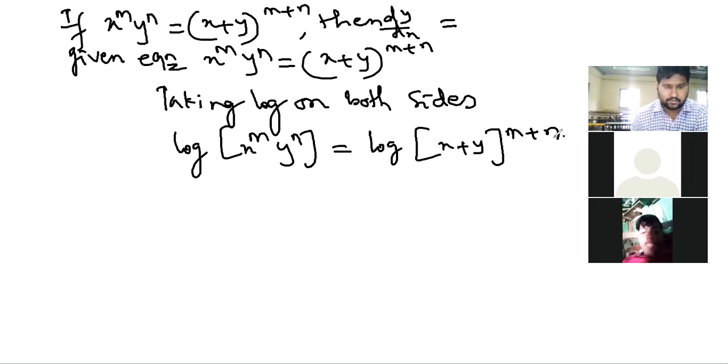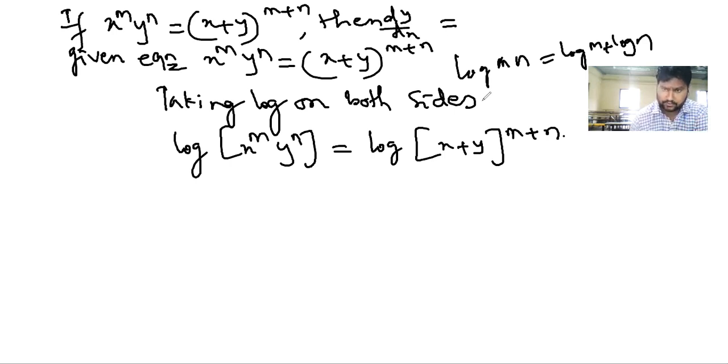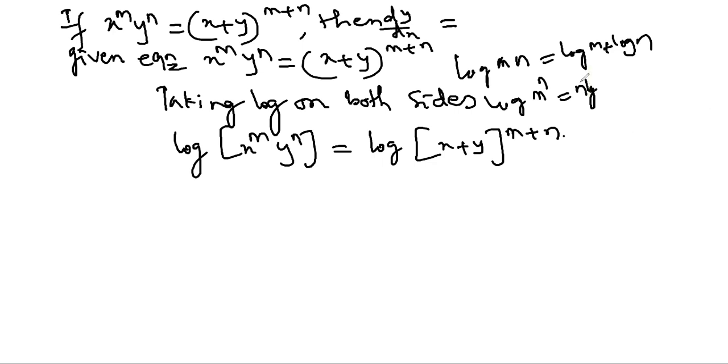So given log of x to the m into y raised to n equal to log of (x plus y) raised to m plus n, using the properties of logarithm: log of m into n is log m plus log n. Then one more useful property: log m raised to n is equal to n log m. So using these two properties, we can solve this.